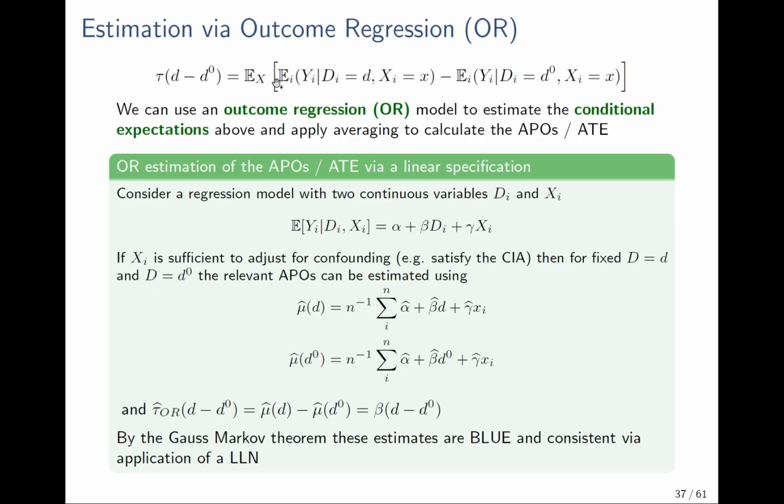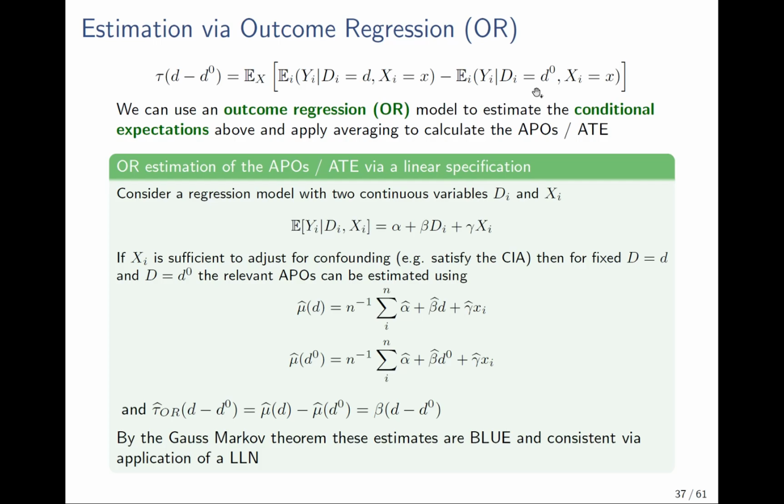And what should become immediately apparent looking at this is that it is just the difference of two conditional expectations, and we spent most of this course focusing on how we can model conditional expectations, and that is using regression. So we can use regression to model the conditional expectations above and then apply averaging over the covariates X, over confounders X, to estimate this equation.